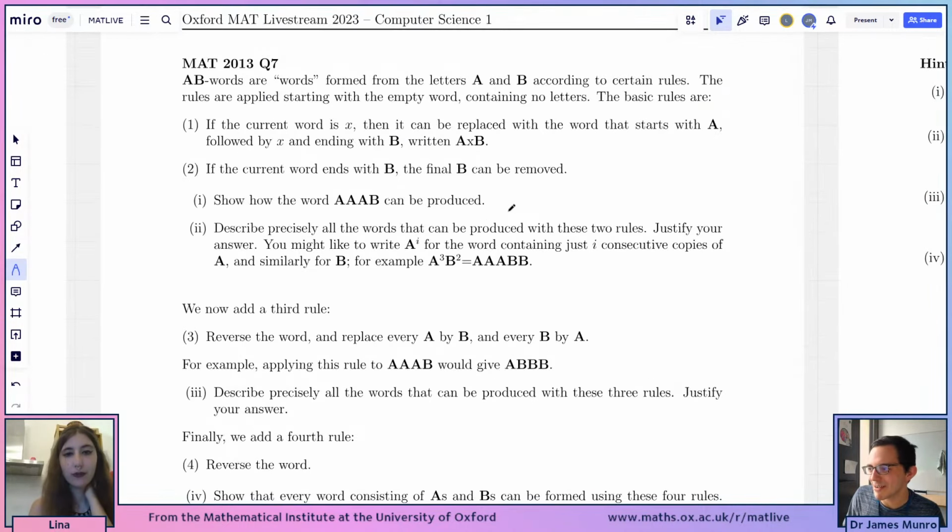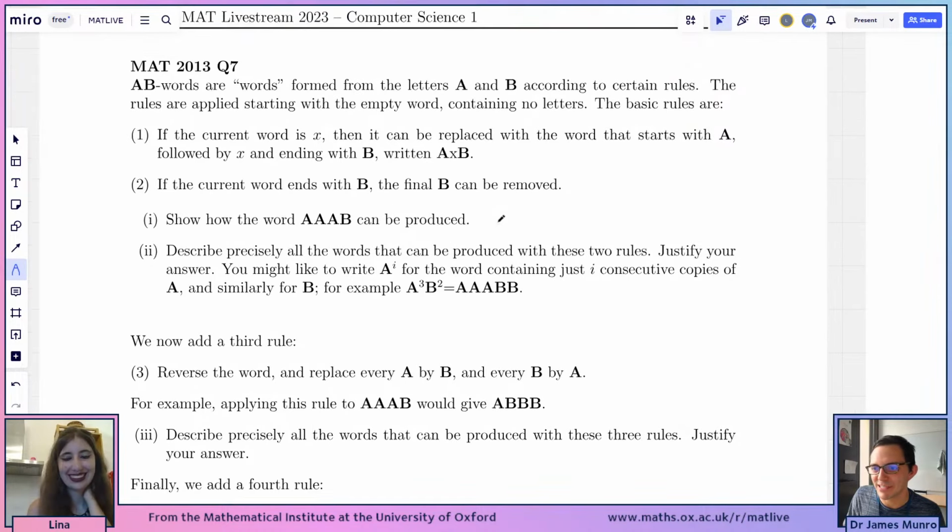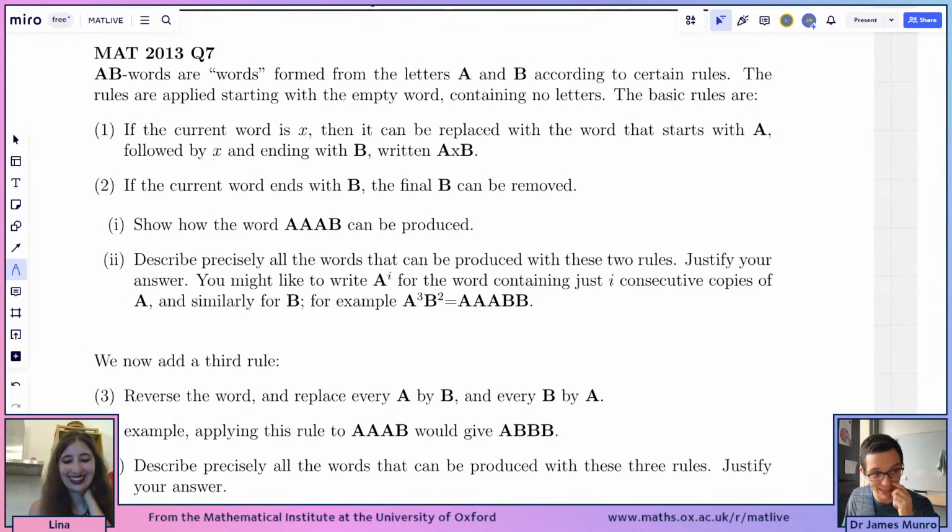It's 1.5 hours in, is about the point where I stopped making sense. Lena, you're doing extremely well. You're still making sense.